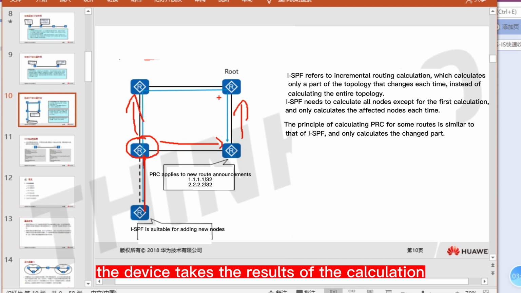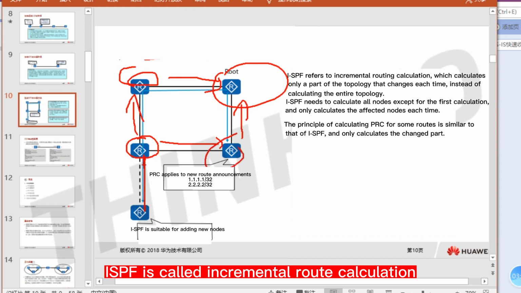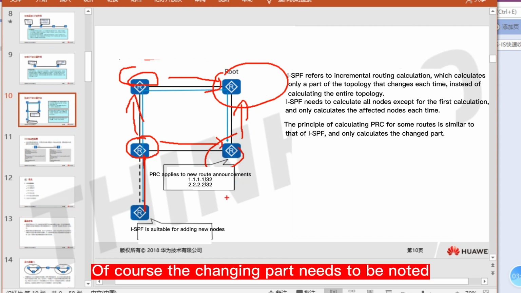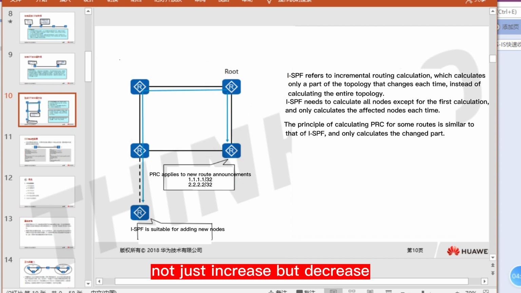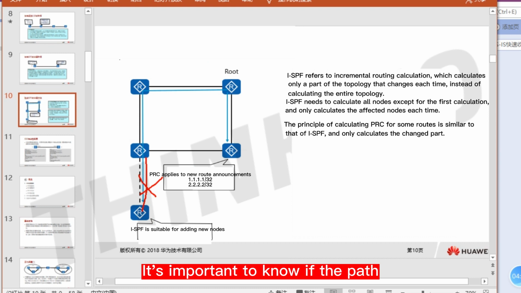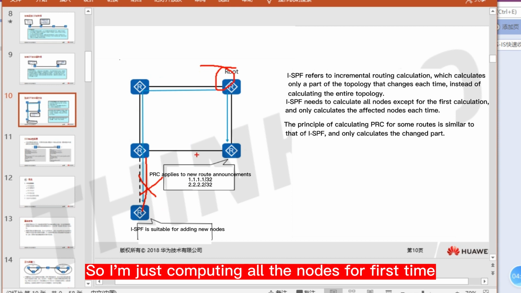So with ISPF, if you add a node, the device takes the results of the calculation. ISPF is called incremental route calculation: only the changing part is computed each time. Of course, the changing part needs to be noted, not just increases but decreases. Only the portion of the topology that changes is computed, instead of calculating the entire topology. The first time, it must be every device, to know whether the paths of the whole network are correct. So all the nodes are computed the first time, and only the affected nodes are counted each time.